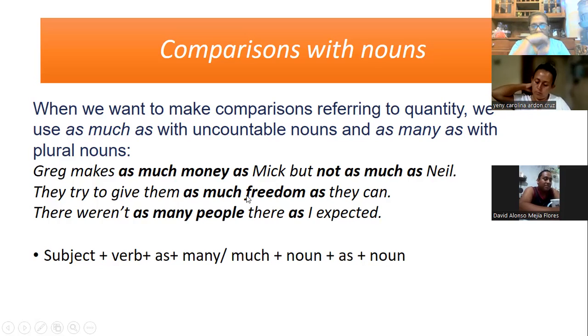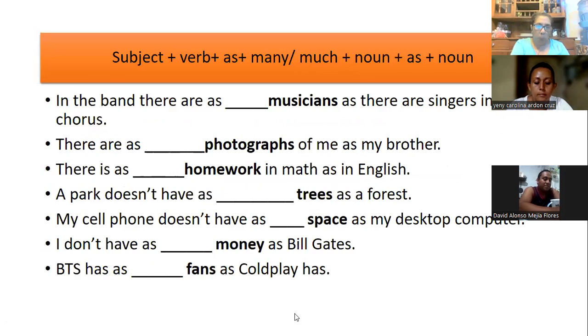Okay, now it's time to practice. Are you ready? Yes. Okay, so we're going to start with many and much. You have to tell me what is the correct form, many or much. In the band, there are as many musicians as there are singers in the chorus.